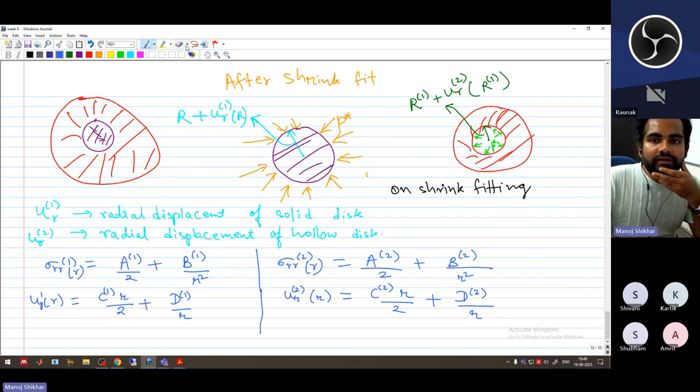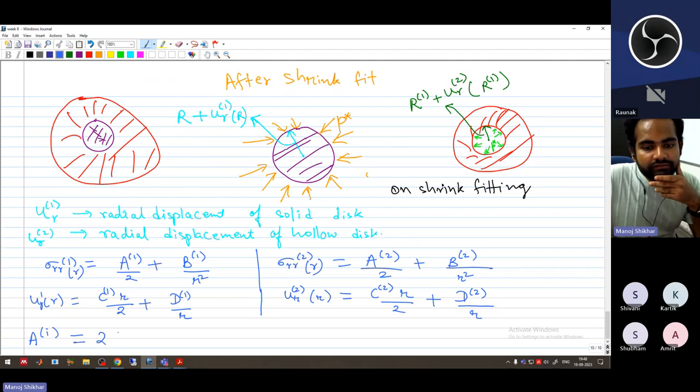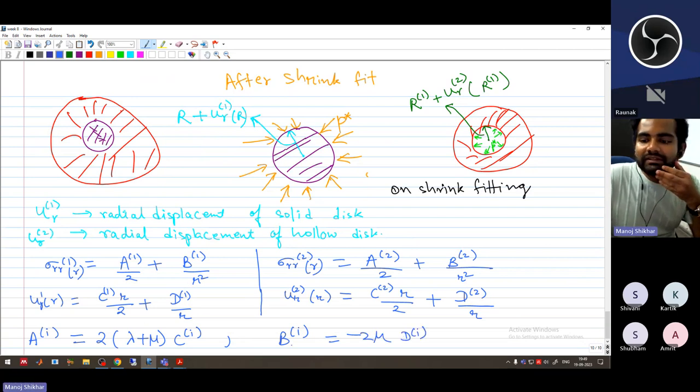So let's write in terms of index directly so that we don't have to repeat everything. Ai will be 2 times lambda plus mu into Ci, since they are made up of the same material. And Bi will be minus 2 mu into Di. Here lambda and mu are not written with any subscript or superscript because the material for both hollow disk and solid disk is the same. Otherwise, here also we would need an index like i. So keep that in mind.